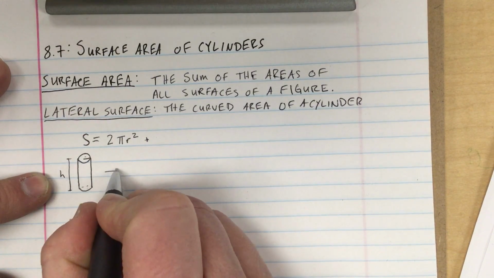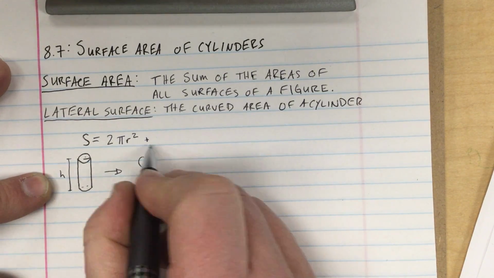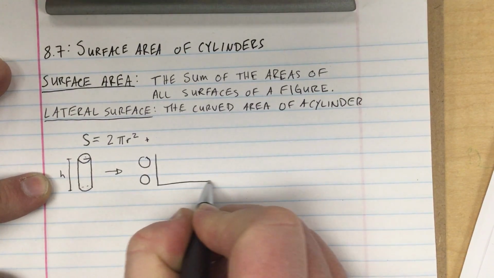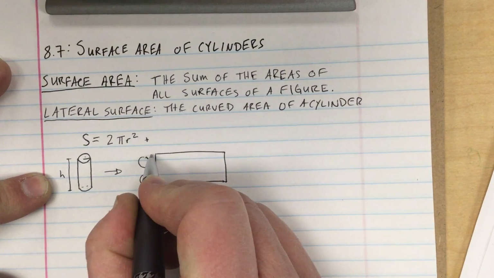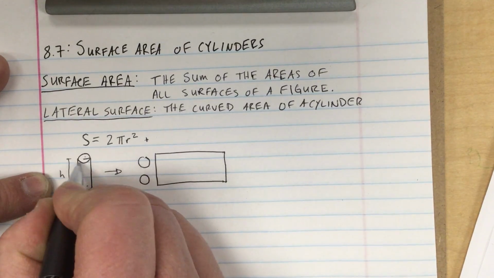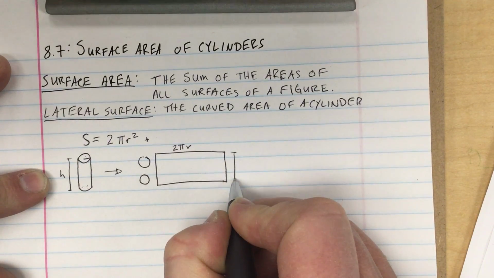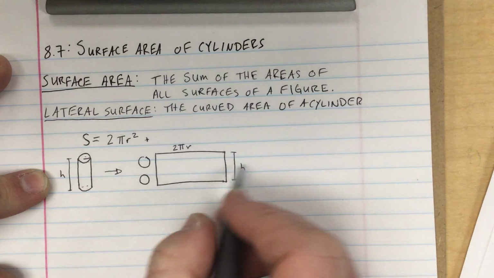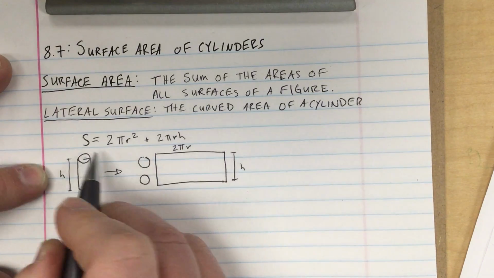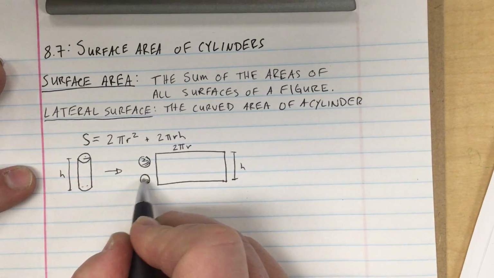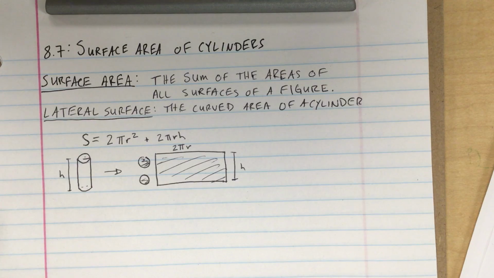Well, if you unfold it, you have 2 circles, and then you have this longer piece. This edge right here, from here to here, is simply your circumference, 2 pi r, and then here is your height. And so you multiply those together, and you get 2 pi times your radius times your height. And so that's the surface area of the whole thing. So you want the shaded portion here, okay?